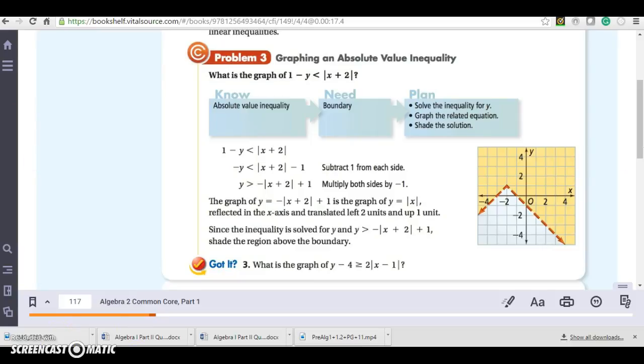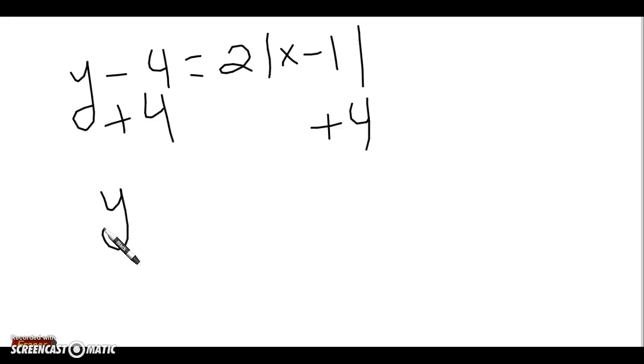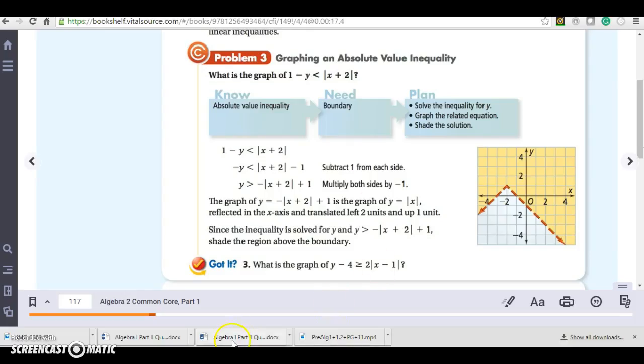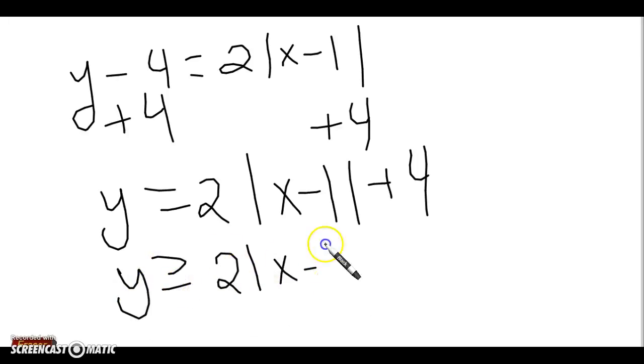guided 3. I'm going to solve it first for x. So I'm going to add 4 to both sides. And I get x is equal to 2 absolute value x minus 1 plus 4. And it's actually not equal to, it is greater than or equal to. So I just solved it. And I get x is greater than or equal to 2 absolute value x minus 1 plus 4.